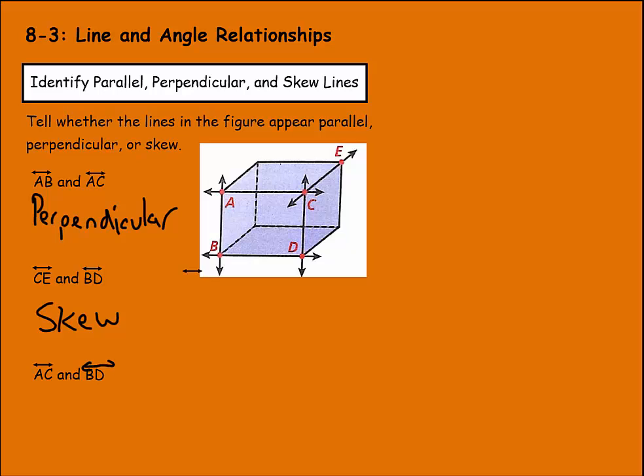Line AC and line BD. Line AC is right here. Line BD is down here. You might be tempted to say these are on different planes, but actually if you look at this right here, this is a plane, this plane right in the front. So technically AC and BD are on the same plane. They're both on this wall here.